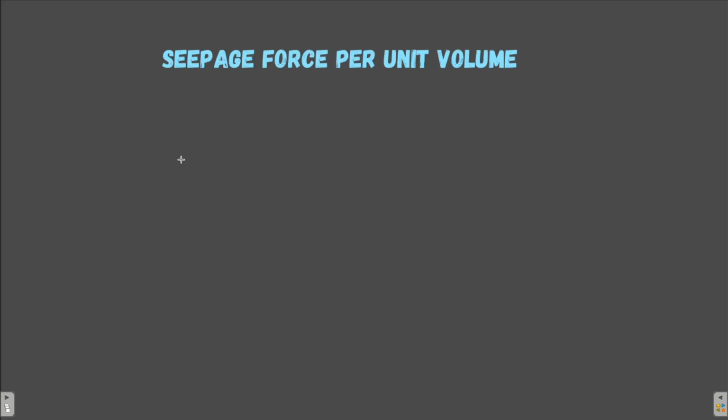Now sometimes you might be asked about the seepage force per unit volume. Then what will you do? We know that seepage pressure is i z gamma_w, right? Seepage force is pressure into area, that is i z gamma_w into area. This will give you the seepage force. Now we have to find seepage force per unit volume.